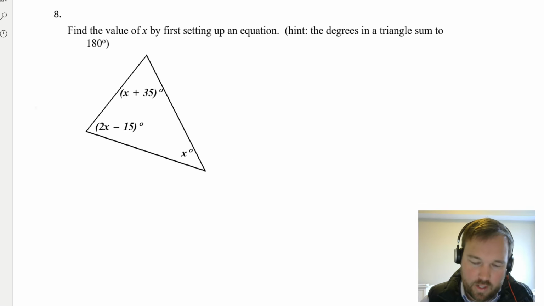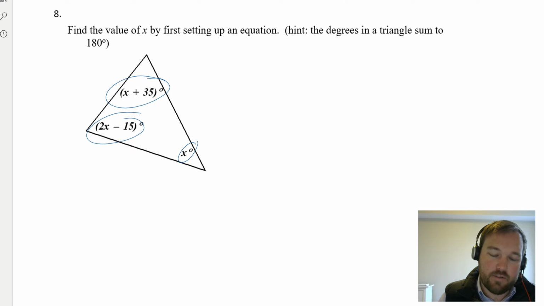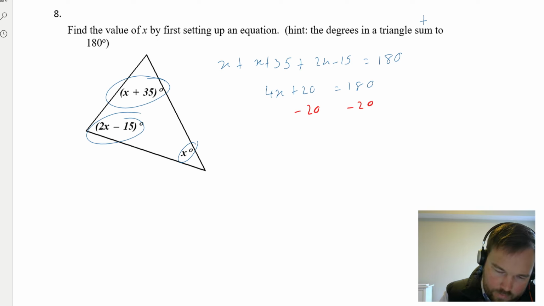Nice. Alright, last one. If anything, this is less of a worded problem than the others. Find the value of x by first setting up an equation. Hint, the degrees in the triangle sum to the value of 180. So x degrees, 2x take 15, and x plus 35 sum, meaning add, to 180. Collect like terms. 4x plus 20 equals 180. Solve. Take 20. Take 20. 4x equals 160.